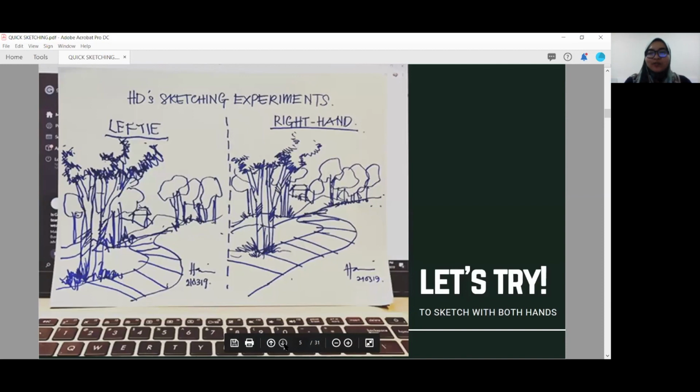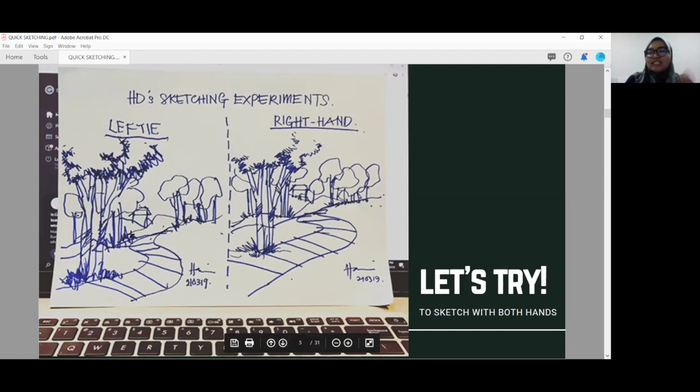This is what I have tried on myself. HD is myself, Hanis Diana, so my initial is HD. I did sketching experiments to see whether or not I am ambidextrous. This is the output or outcome you can see. This one is the right hand, as I'm right-handed. This is my original sketch, and this is when I use my left.